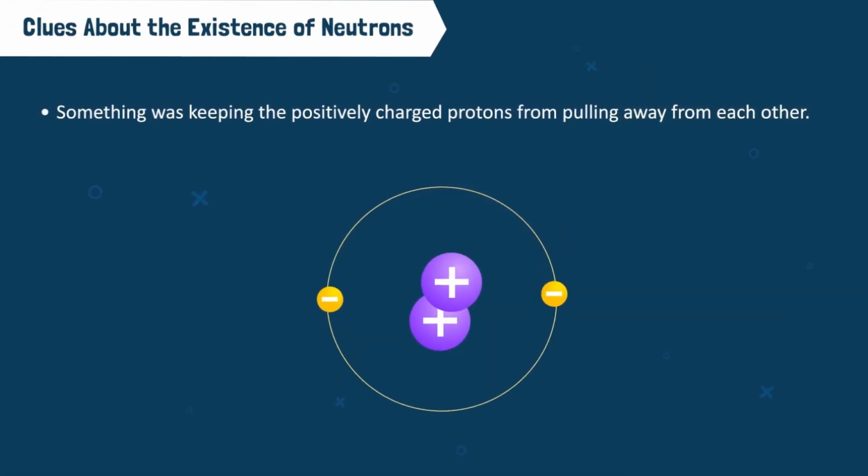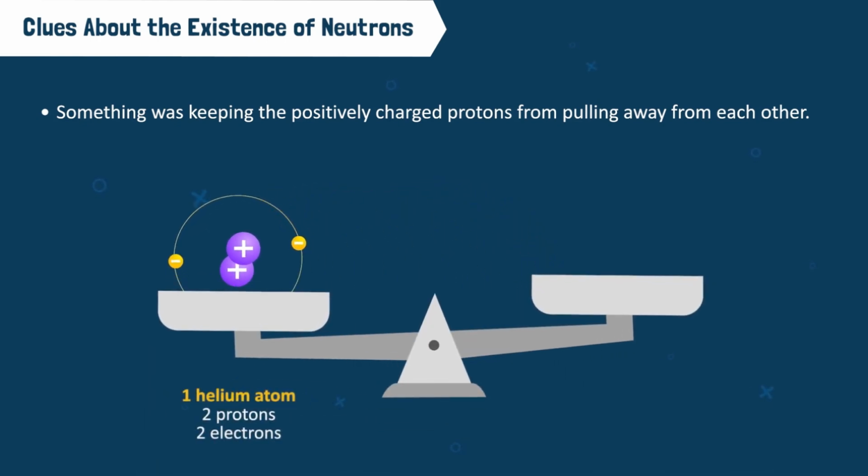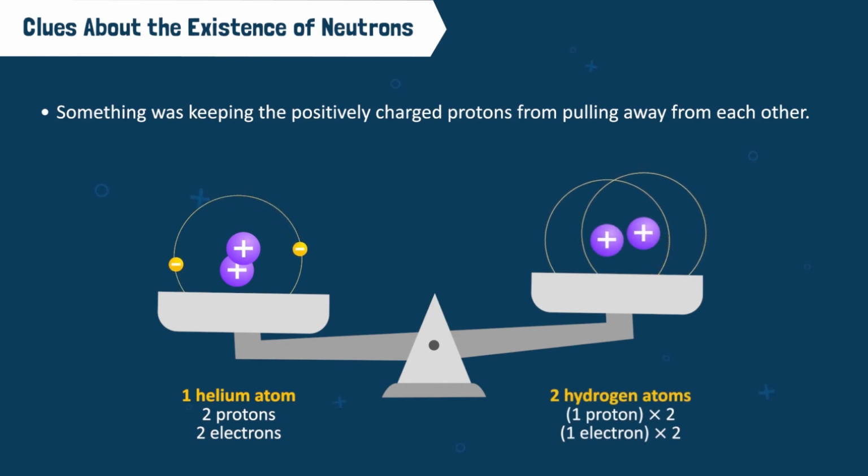For one, protons are positively charged, and we know that like charges repel. But something was still stopping protons in the nucleus from pulling away from each other, even though they're supposed to repel each other. Secondly, the mass of electrons and protons in an atom did not add up to the mass of that atom.